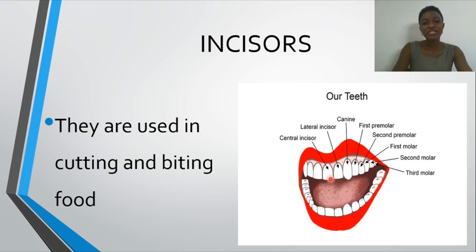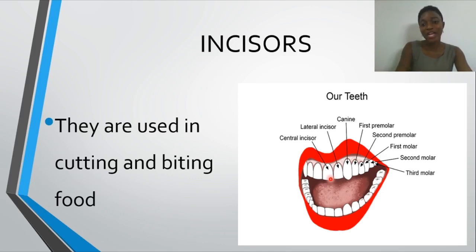So that is the structure of the incisor, and its function is for cutting and biting food. So typically when you are putting a carrot in your mouth, it's the incisors that first need to act on it to break it off. You see? Yes, that's the function of the incisors.